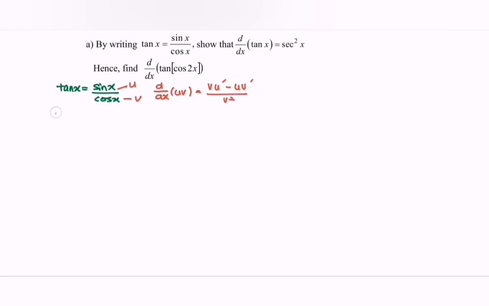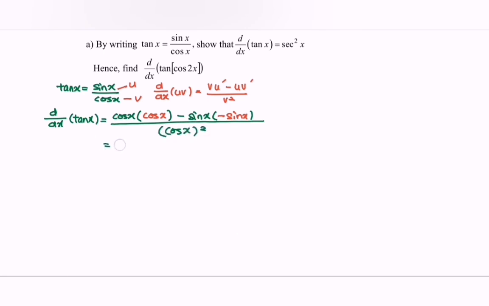So let us begin. Differentiate tan x with respect to x, or we can say sine x over cos x. First, substitute v, which is cos x, multiplied by u prime, where we differentiate the sine to get cos x, minus u, which is sine x, times the derivative of cos, which is negative sine x, over v squared, which is cos x squared.